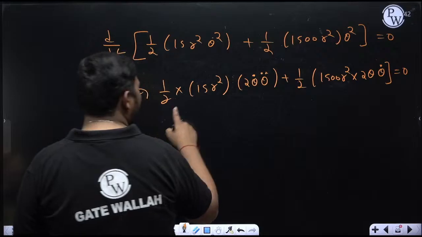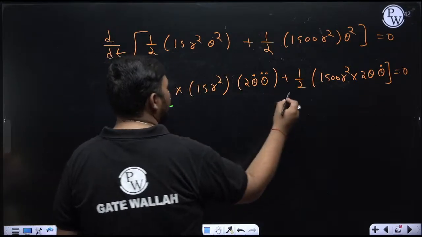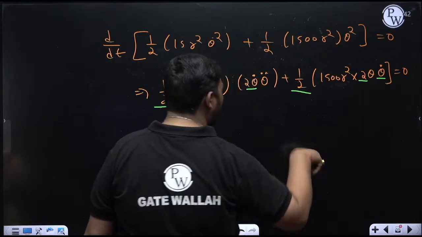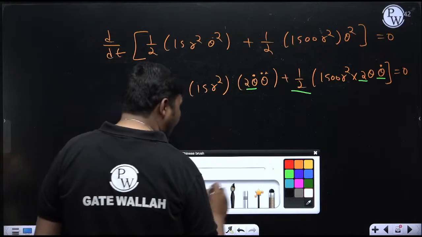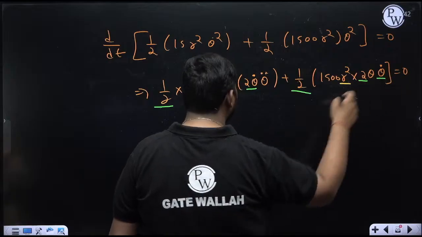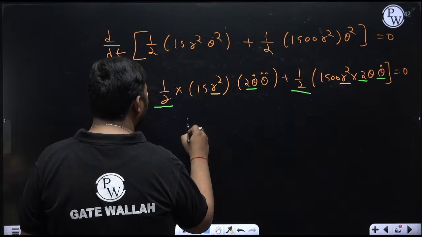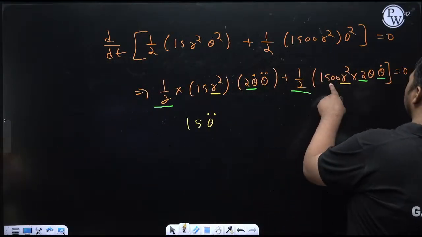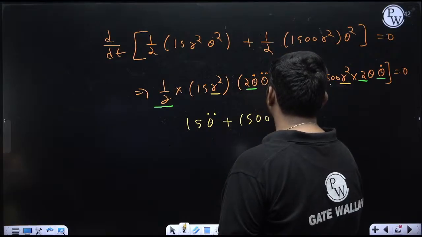So see, half will come common, it will go to that side and become 0. The common part I am underlining. Similarly, the 2 and theta dot will also come common, it will go to that side and become 0. Similarly, you can take r square also common. Here also r square is coming, here also r square, and r square will go to that side and become 0. So apart from this, 15 theta double dot will remain here, and 1500 theta will remain here, equal to 0, in the general form.